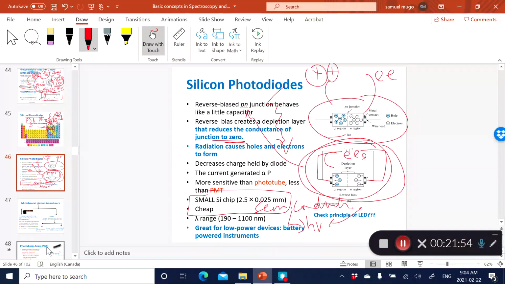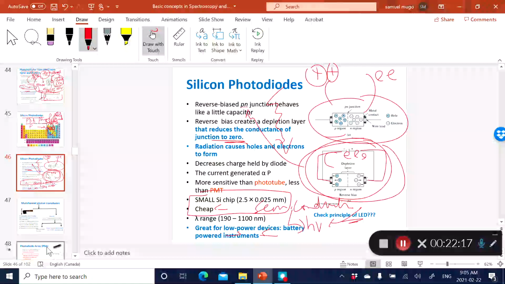One huge advantage of using silicon photodiodes is, as you would expect, that you can make them very, very small. You can make them very, very cheap. They use very little amount of energy. As you well know, with the light emitting diodes, the principle is exactly the same. And we know that they consume very little amount of energy.